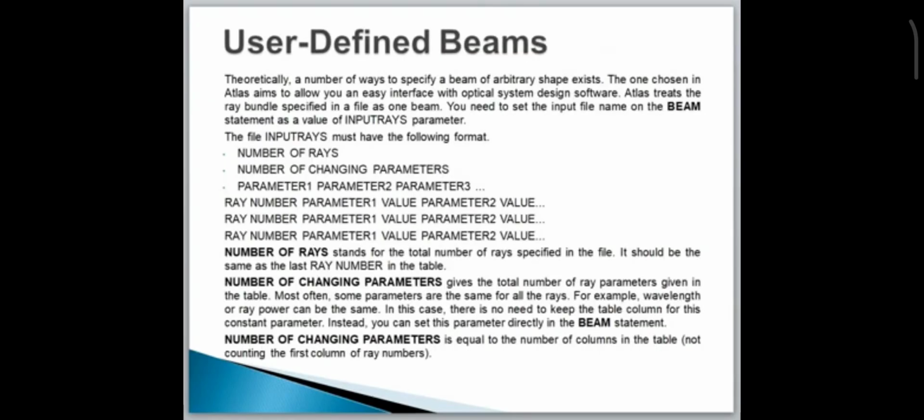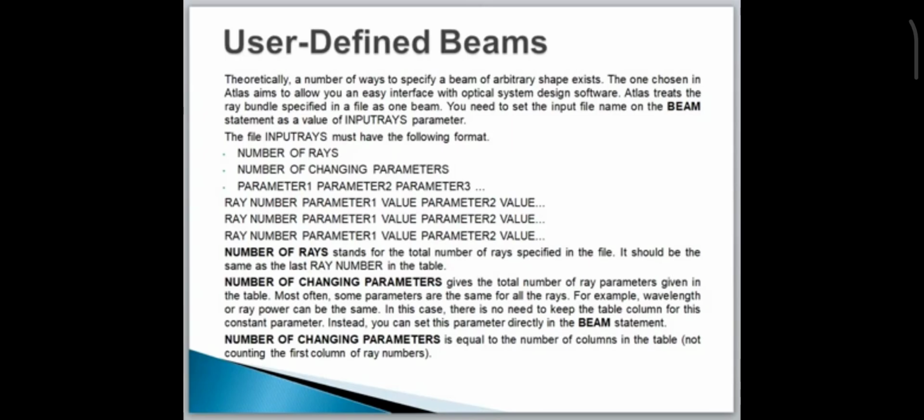Next is the user defined beams. Theoretically, a number of ways to specify a beam of arbitrary shape exist. The one chosen in Atlas aims to allow you an easy interface with the optical system design software. Atlas treats the ray bundle specified in a file as one beam. You need to set the input file name on the beam statement as the value of the input rays parameter.